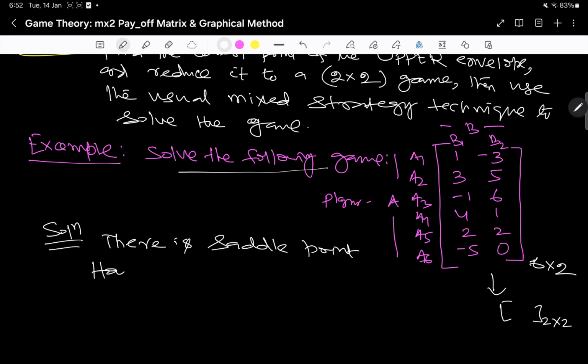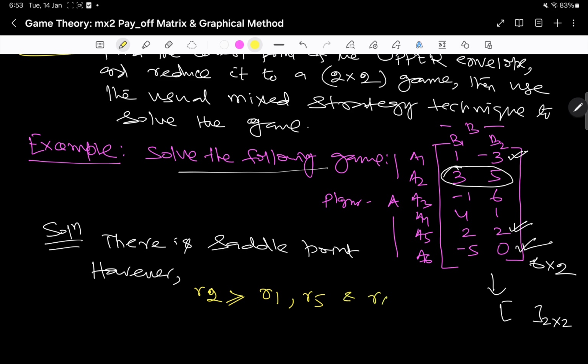However, it can be dominated. You see, A2 is superior to A1, also it is superior to your A5, and also it is superior to your A6. So row 2 is greater than or equal to row 1, row 5 and row 6.